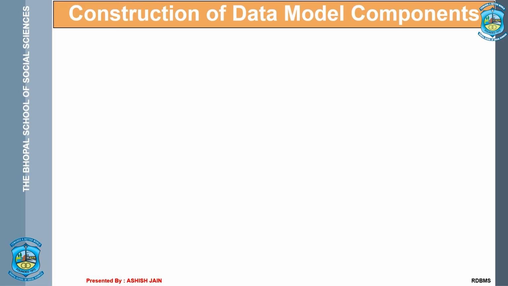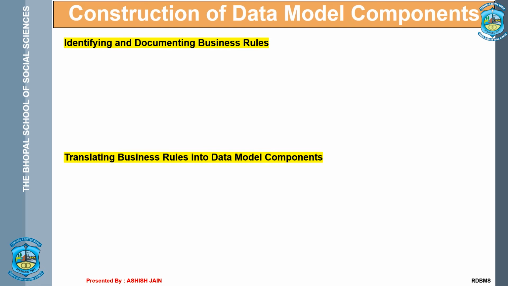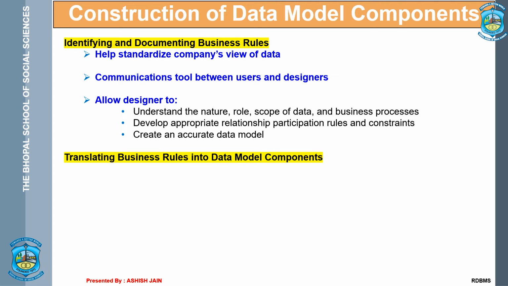Then how do we construct the data models? There are two steps. First is identifying and documenting the business rules, and secondly, translating those business rules into data model components. How do we do that? Identifying and documenting the business rules helps to first standardize the company's view of data, how data is perceived by the company, how they are going to use it.